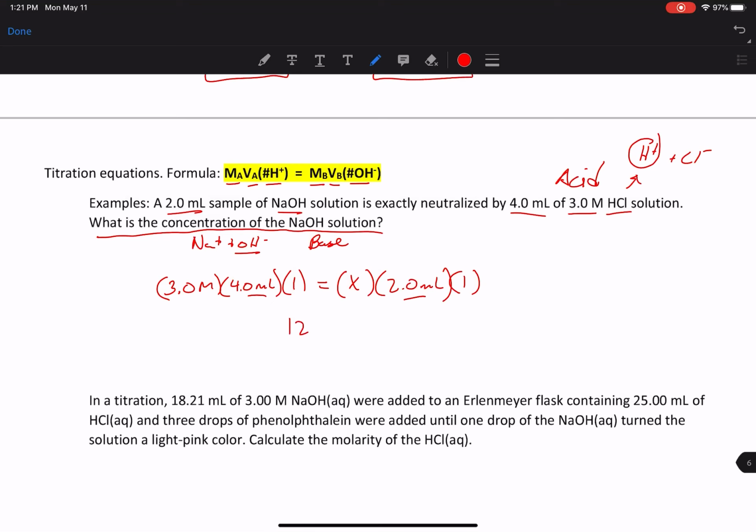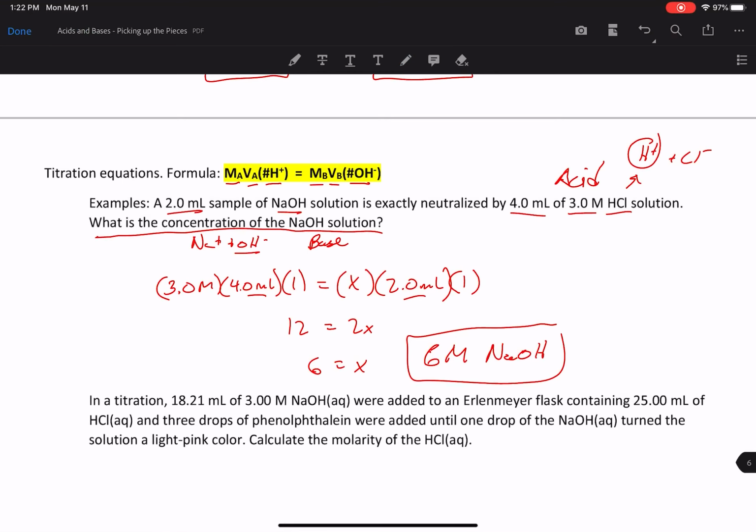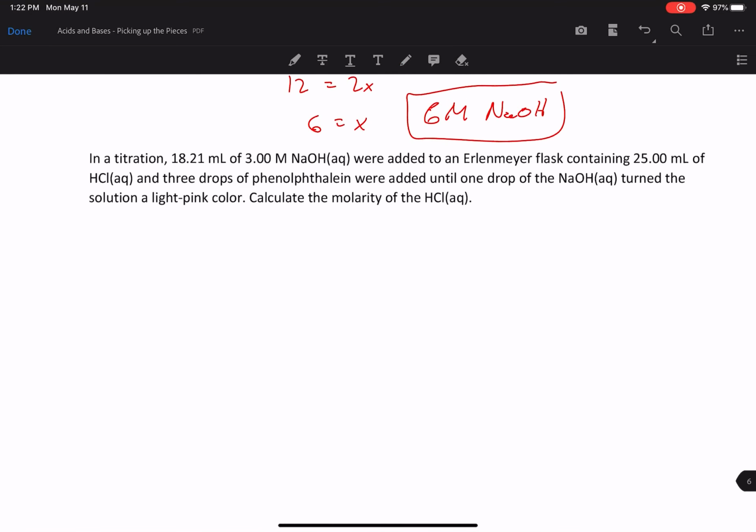Okay, and so solving this out, we're left with 12 is equal to 2x. That means 6 is equal to x. So what does that mean? Our concentration of the base is going to be 6 for the molarity. 6 molar sodium hydroxide. All right, one last question here.